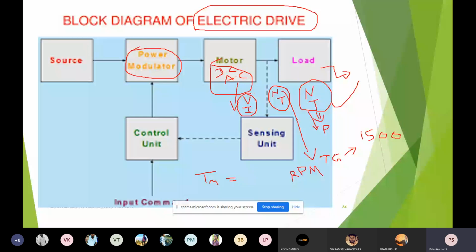In addition to this, one more parameter is possible in the latest systems, that is frequency. As far as the electrical parameters are concerned, the voltage, current and frequency of the supply given to the motor, these three parameters can be sensed and monitored. As far as the mechanical parameters are concerned, I can sense speed and torque. So here this is the sensing unit. After sensing, this information is given to a control unit.